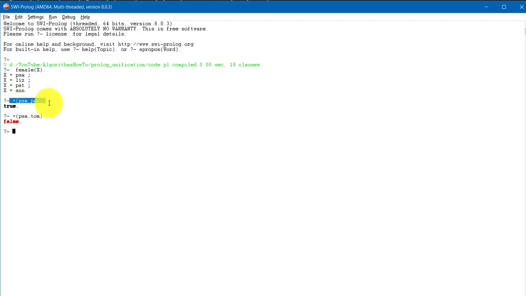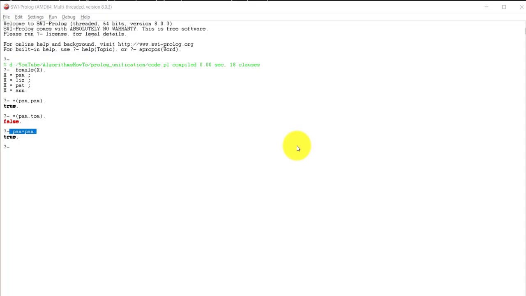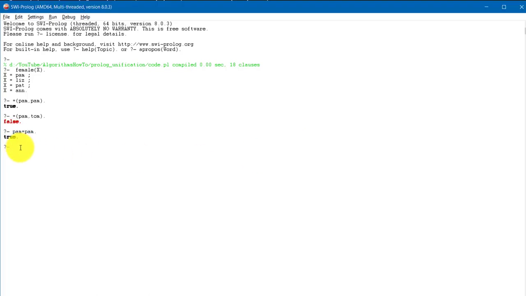Now this can be written in this way, or it can be written in this way as well. If I write Pam = Pam, dot, then this is also fine. So you can use this particular functor in both of these ways. We will prefer this one, because we are used to writing it this way.